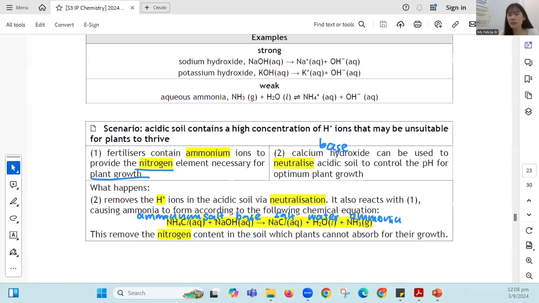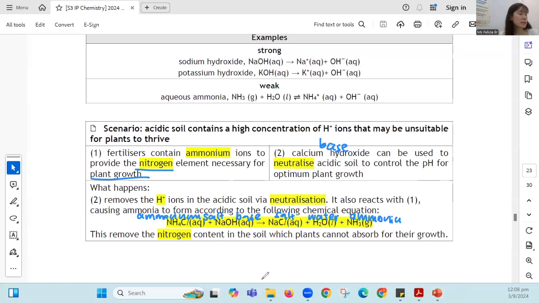So for Shaza, your question on whether sodium oxide is an alkali? Yes, because it's soluble. As long as it's soluble, it's an alkali. But I just put it under the base category.